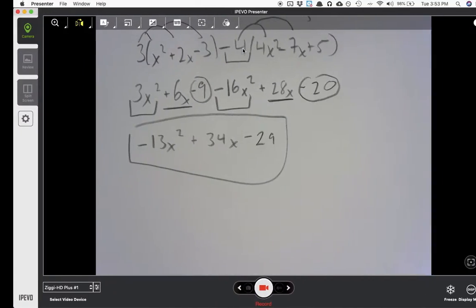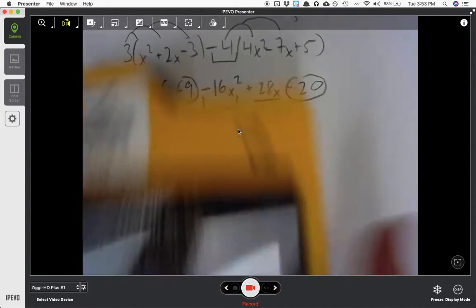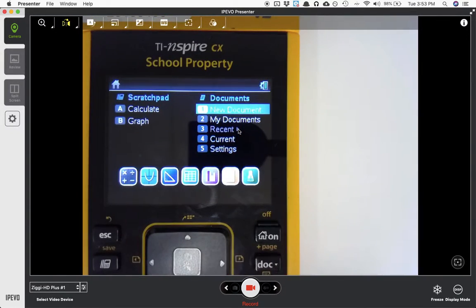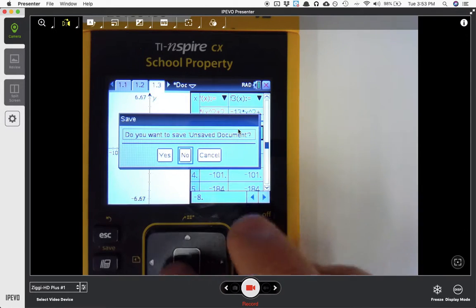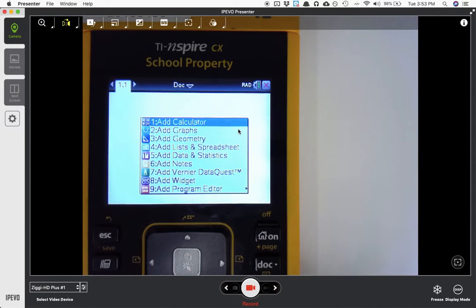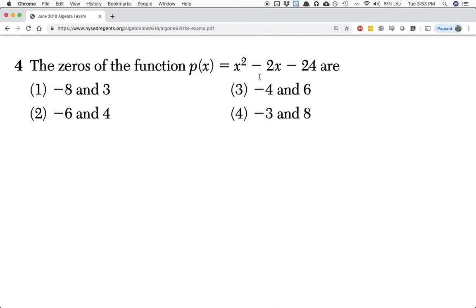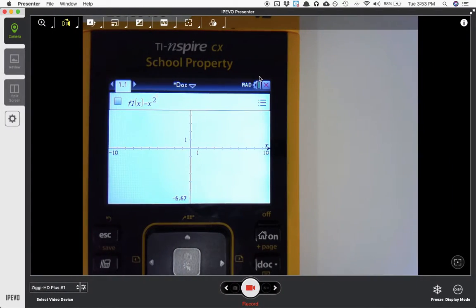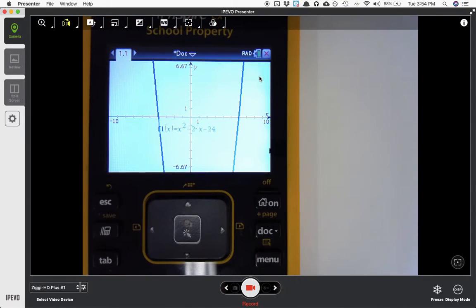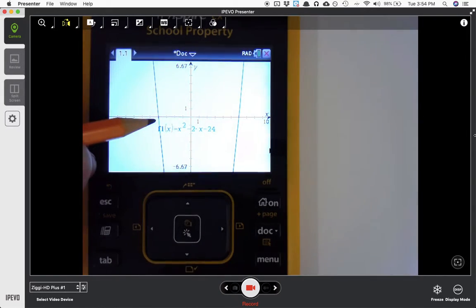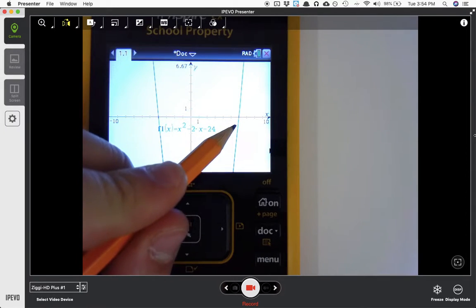So we're going to go ahead, come on over to our calculator, and we are going to graph it. I'll make a new doc just because I had all this garbage on it before. Let's make a graph. It was x squared minus 2x minus 24. I'm going to graph it. And the zeros should be where it hits the x-axis. Here is a zero right over here. There is a zero right over there.